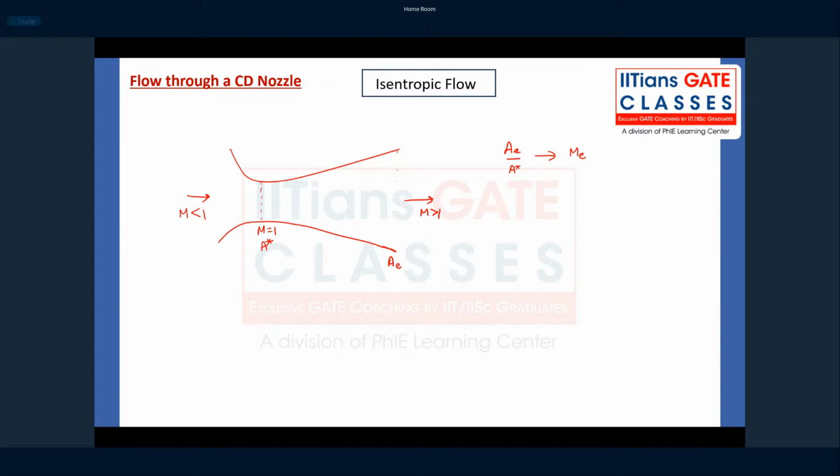So I know my exit Mach number. Which value will you choose? Will you choose a supersonic value or a subsonic value?